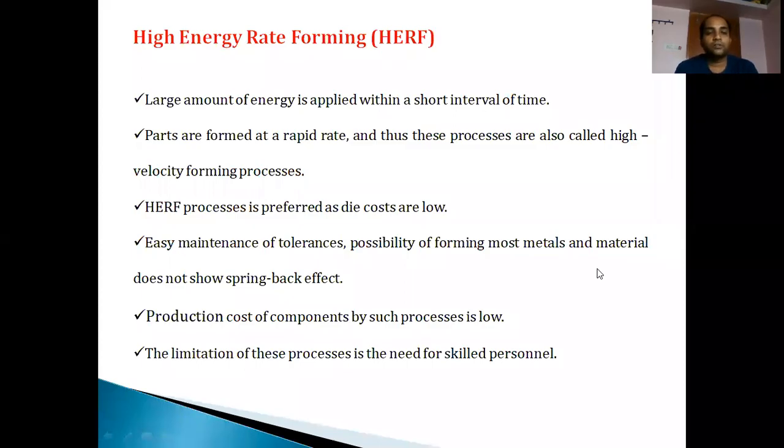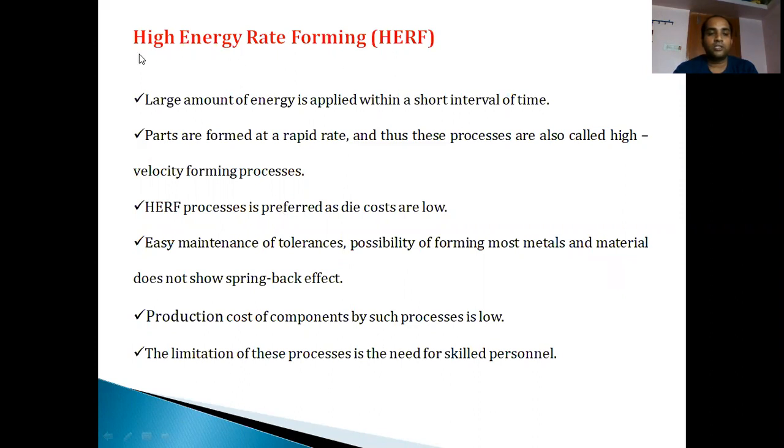Hello students, already we have discussed module number 1 regarding introduction to metal forming as well as module number 2 regarding forging. Moving on to the 5th module, the topic is high energy rate forming.